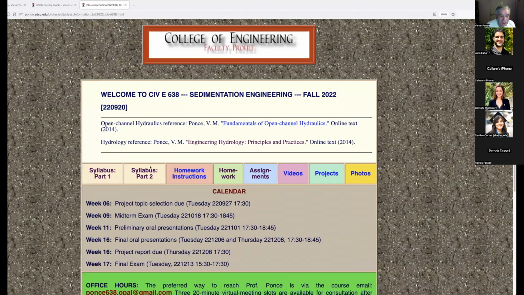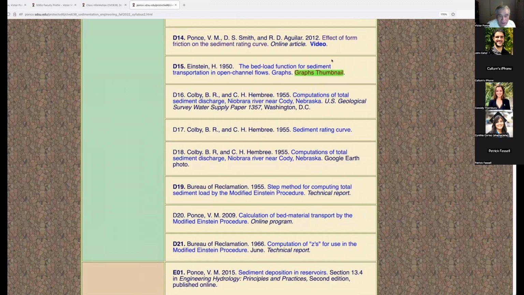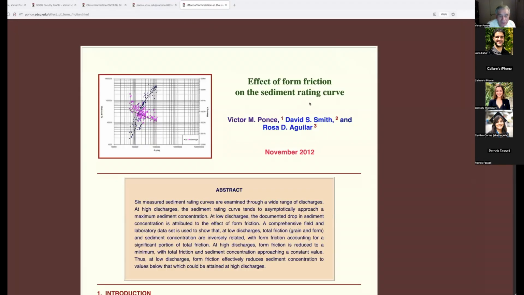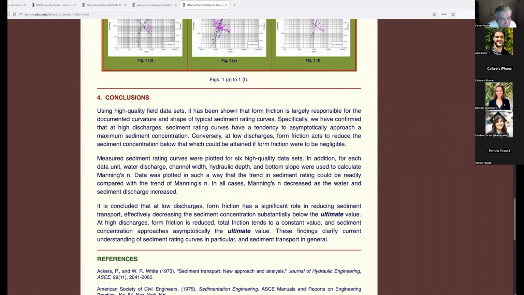Let me just finish in here. Let's go back to the paper so that we can close it. Okay. Conclusions. Using high quality field data sets, it has been shown that form friction is largely responsible for the documented curvature and shape of typical sediment rating curves. Specifically, we have confirmed that at high discharges, sediment rating curves have a tendency to asymptotically approach a maximum sediment concentration.